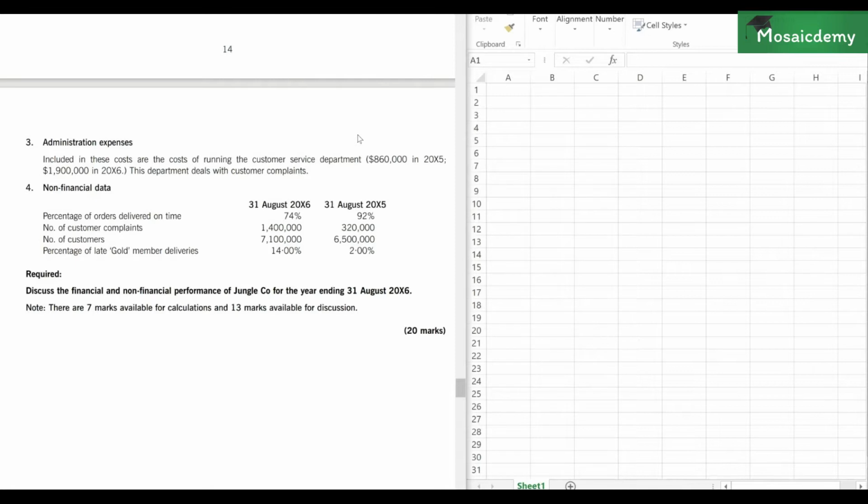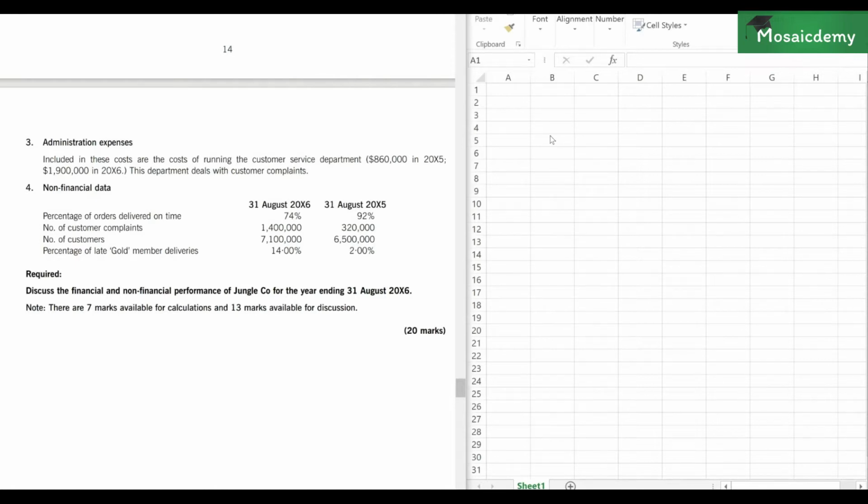Either way, one key rule of thumb that you need to keep in mind as far as calculations go, please show your workings, whether it's a Word file or an Excel file. Show your workings, key in the numbers, so that the examiner knows exactly which numbers you used to calculate a particular ratio or a particular percentage.